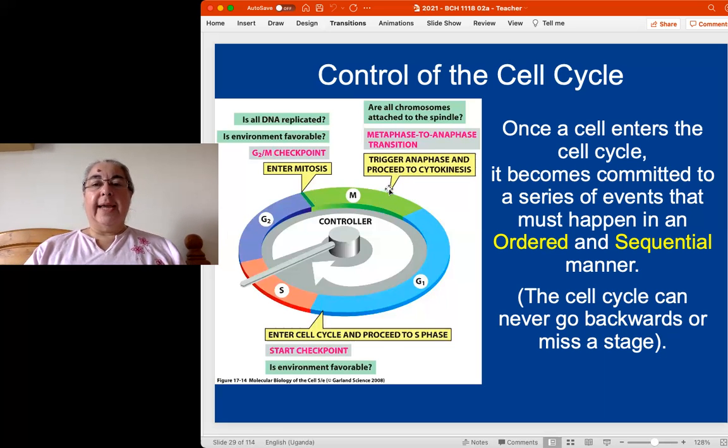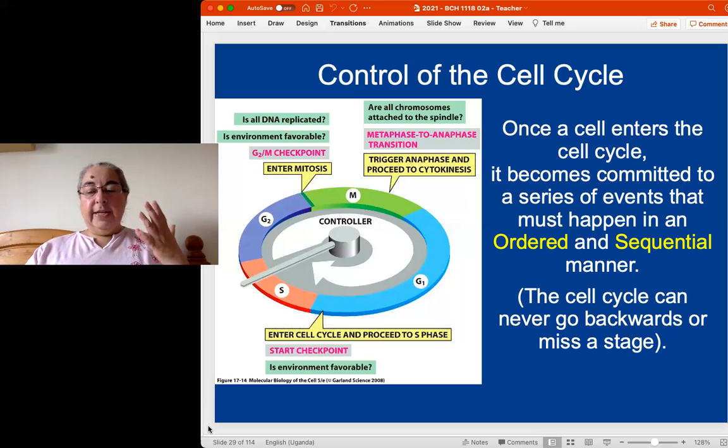So we'll look at the order of mitosis in a minute, but there is another checkpoint during mitosis. It's an important stage where the question that's being asked is, are all the chromosomes attached to the spindle? And we'll see in a little bit why that is so important. So if that question can be answered with a yes, and the chromosomes are all attached to the spindle, the cell can continue past this checkpoint from metaphase to anaphase and go on to cytokinesis, the actual cell division.